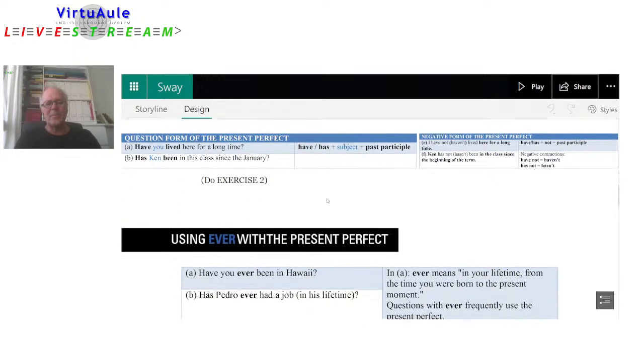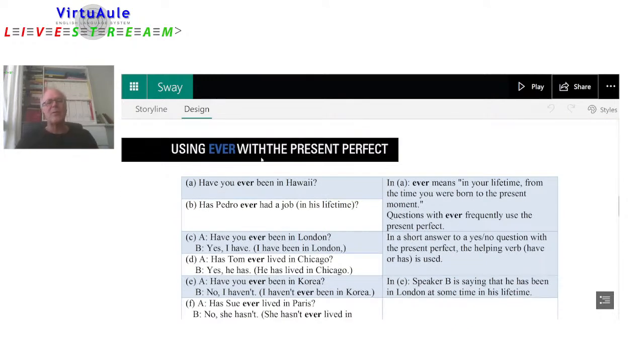All right, let's go to ever. Using ever with present perfect. Have you ever been in Hawaii? Has Pedro ever had a job in his lifetime? In A, ever means in your lifetime, from the moment you were born to the present moment. That is why we call this the present perfect. Questions with ever frequently use the present perfect. So just like never with the idea of the negative, we use ever very, very often with the present perfect.